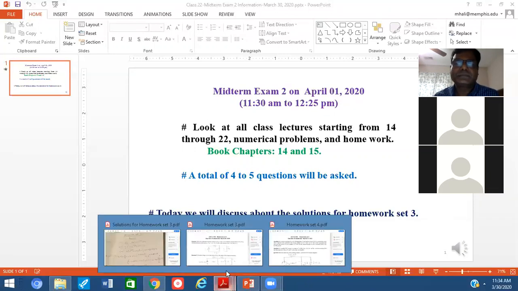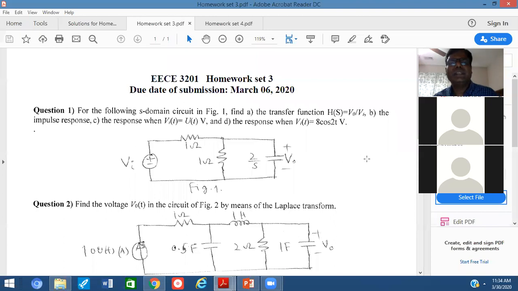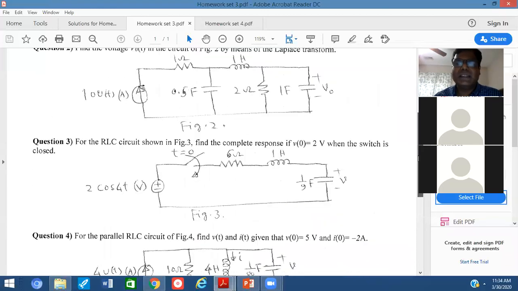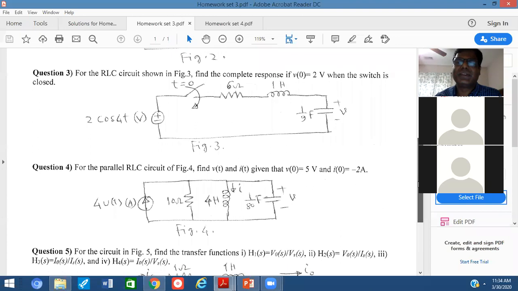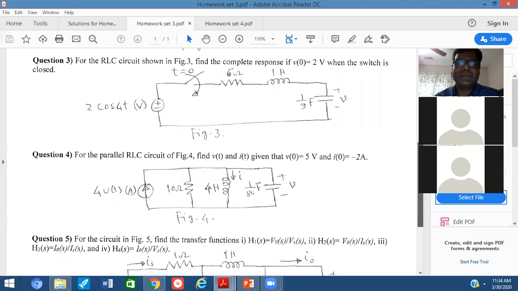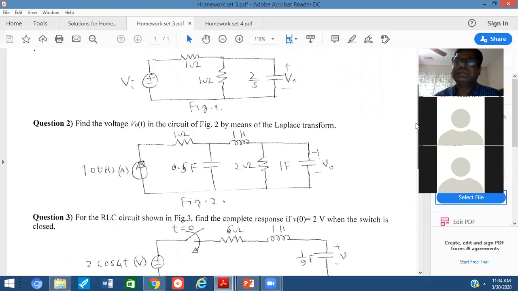Now let me open homework set 3. Can you see homework set 3? Yes. So I believe we have this one. These are the problems, and now I am going to discuss them. Some of you have done it properly, or not fully, but most of it. Especially the issue is with number 4, when you calculated the current. In most cases, you got the wrong value.